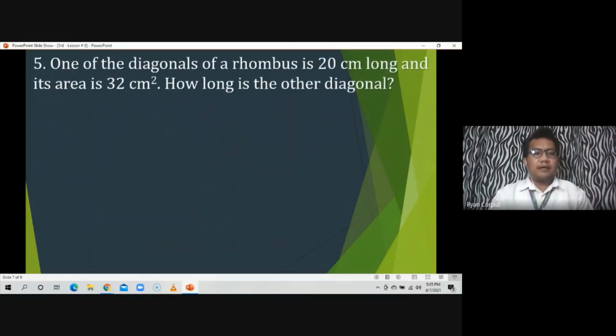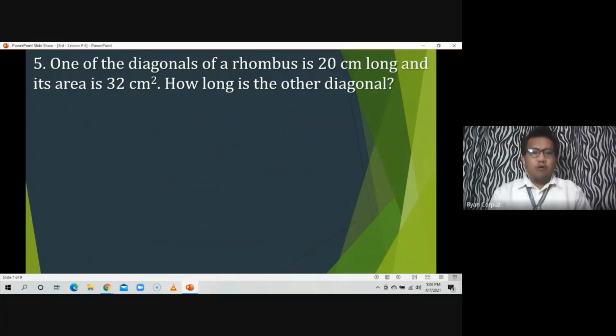So another example is example number 5. So sabi dito, one of the diagonals of a rhombus is 20 centimeters long and its area is 32 square centimeters. How long is the other diagonal? So itong problem to medyo na iba naman. So since given dito yung area of the given rhombus, because the figure is a rhombus, and given yung measure of one of its diagonals, so what we are looking for is the measure of the other diagonal.